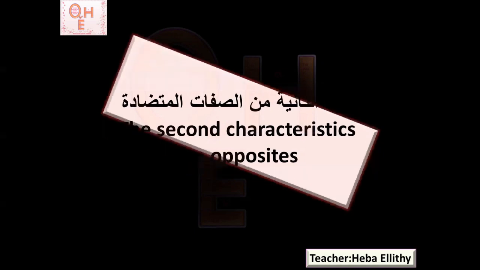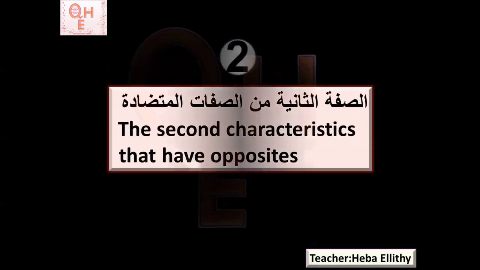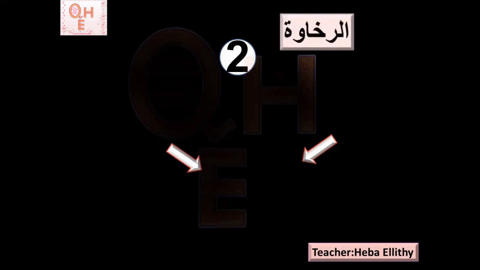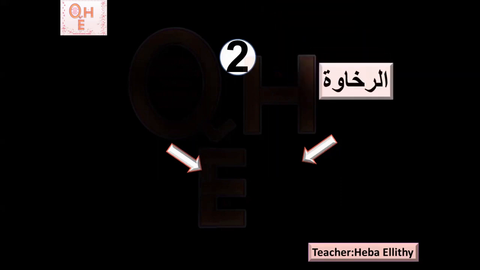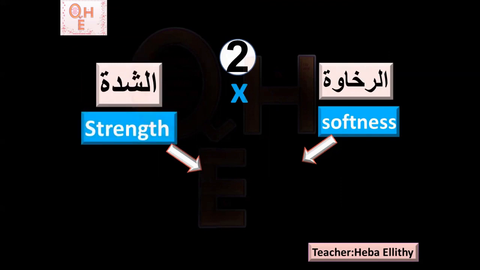These second characteristics depend on the flow of the sound. The flow of the sound, we have three categories under it. First category, الرخاوة, which is softness. Second one is الشدة, the opposite of الرخاوة, and it's strength. So first one is softness and second one is strength.